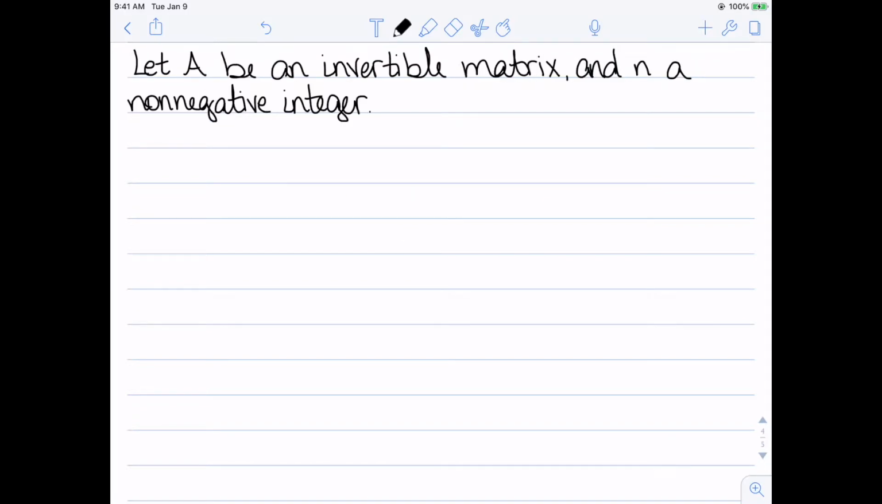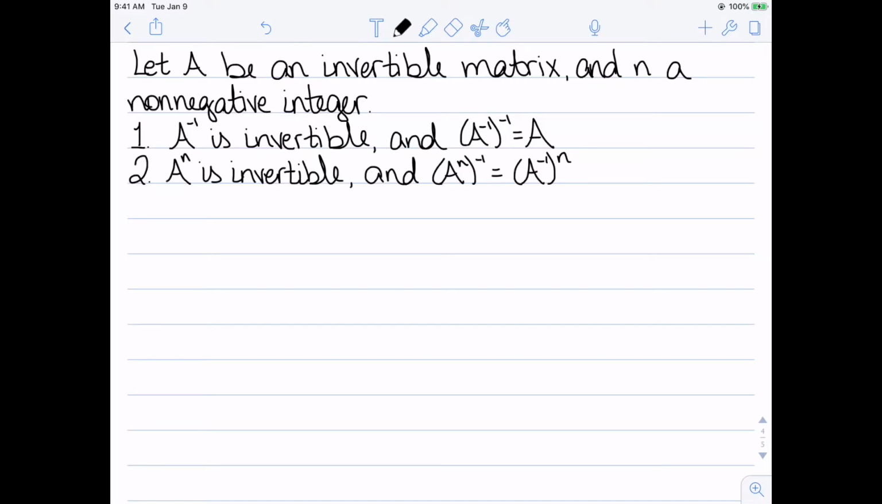This time I'm going to let A be an invertible matrix and n be a non-negative integer. And I'm going to state a couple of different properties about this. The first, if A is invertible, then A inverse is also invertible, and the inverse of the inverse is back to A. The second one, A to the nth power, where once again n is a non-negative integer, will also be invertible, and the inverse of A to the n is the same thing as A inverse to the nth power.